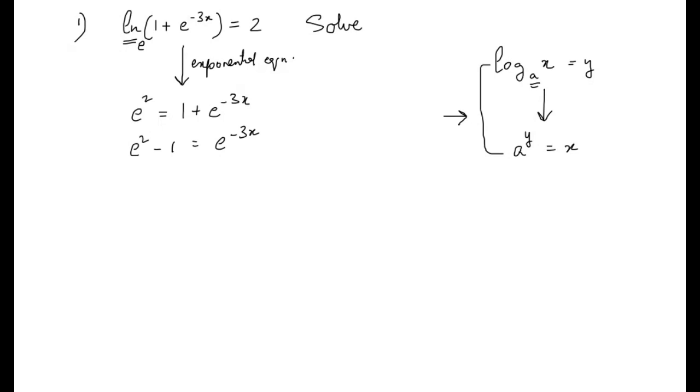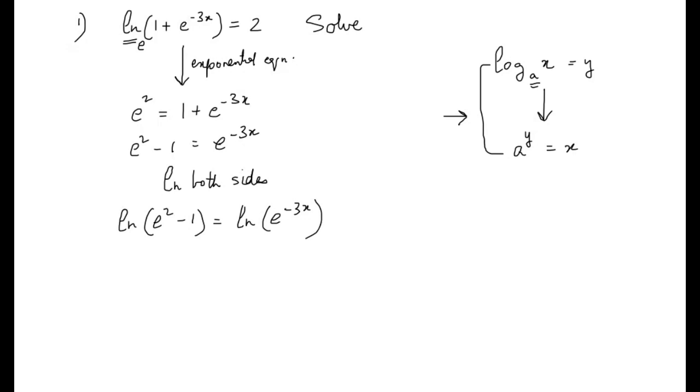And in order to do that, we log both sides. I'm going to be using the natural log because it's e in the equation. So a single log on both sides. ln of the whole thing, e squared minus 1, is equal to ln of the whole of the right hand side, e to the power of minus 3x.